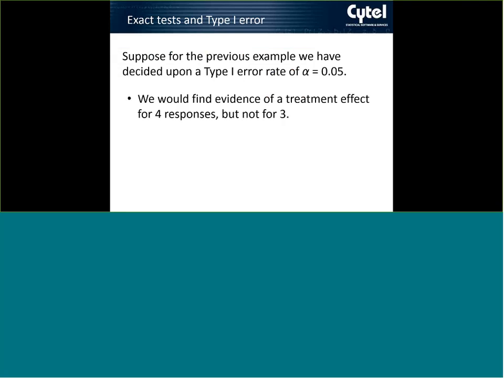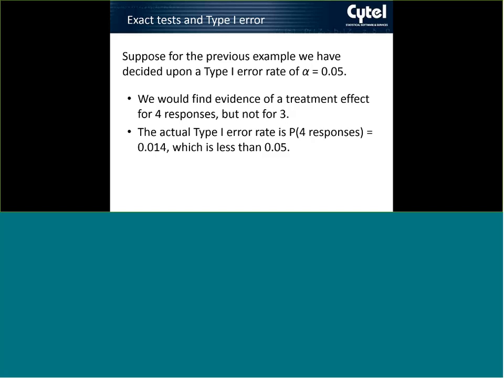Well, then we would find evidence of a treatment effect were I to observe a 100% response rate in the treatment group, but not for the observed table. In other words, the 24.3% is greater than 5%, so I would say that there's no evidence of a difference. But if I had observed 4 responses in the treatment group and 0 in the control group, then I would declare that to be significant at the 5% level. But the consequence of that is that the actual type 1 error rate is the probability that I observe 4 responses, which is 0.014, which is less than 0.05.